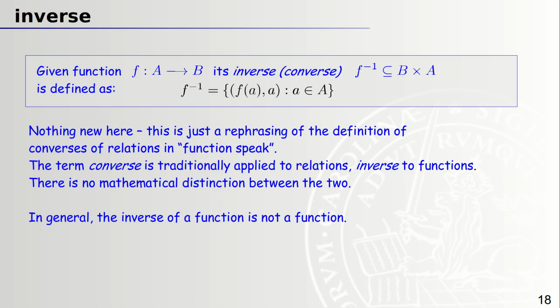The inverse of a function is also no different from that of a relation. It is simply obtained by inverting all the mappings the function makes. By the way, the term converse tends to be more common when discussing relations, while inverse is usually used in the context of functions for historical reasons. Mathematically, they are really the same thing.